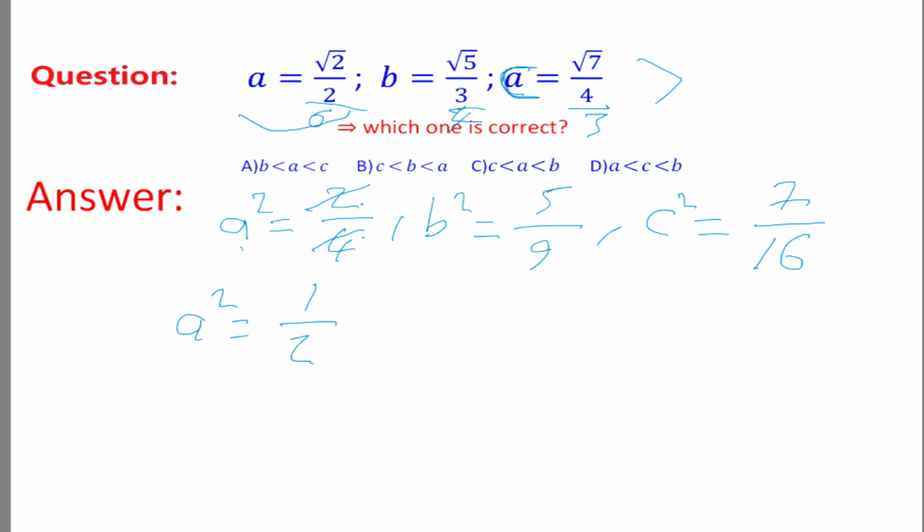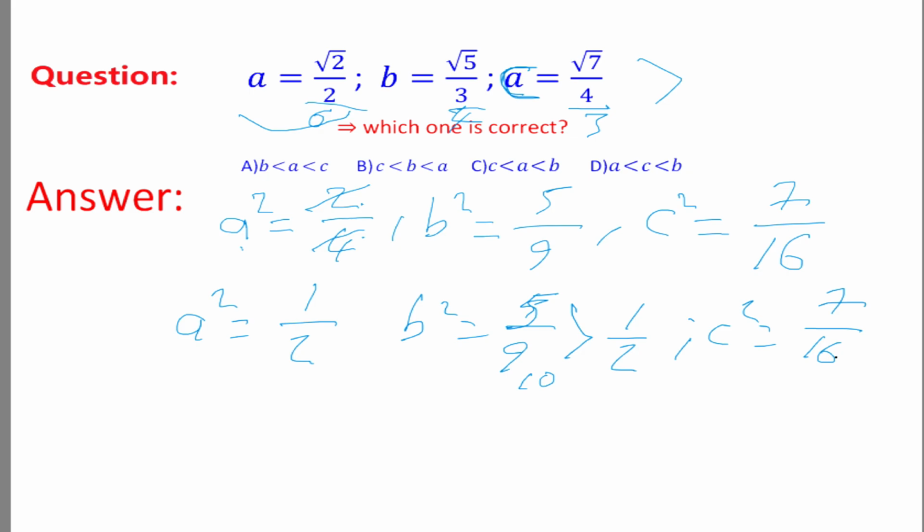And B square is 5 divided by 9. We cannot simplify this. So if the denominator were 10, guys, then 5 divided by 10 would be half, 0.5, like we have for A square here. So because 9 is less than 10, that means this number, guys, is greater than 1 divided by 2. And for C square, again, we have 7 divided by 16.